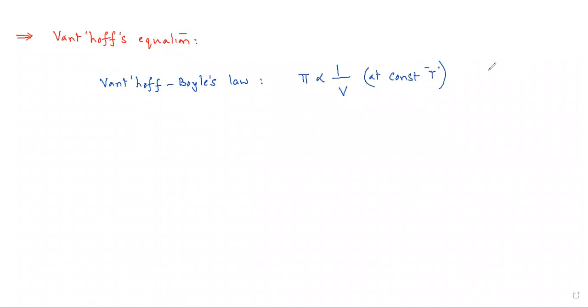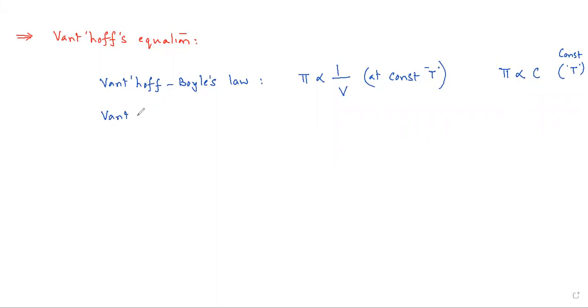And as we know that volume and concentration are inversely proportional, the same can be given as pi is proportional to C at constant temperature. Concentration and volume are inversely proportional to each other, like molarity, normality, whatever. But in this case, of course, we consider molarity.